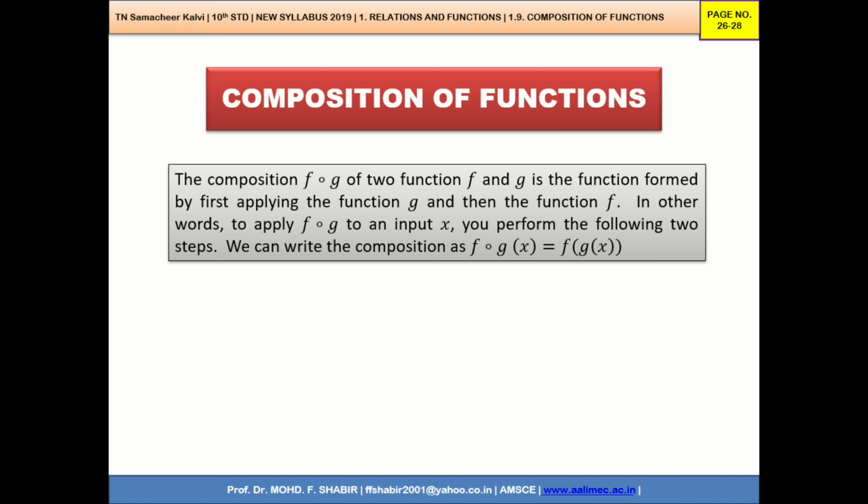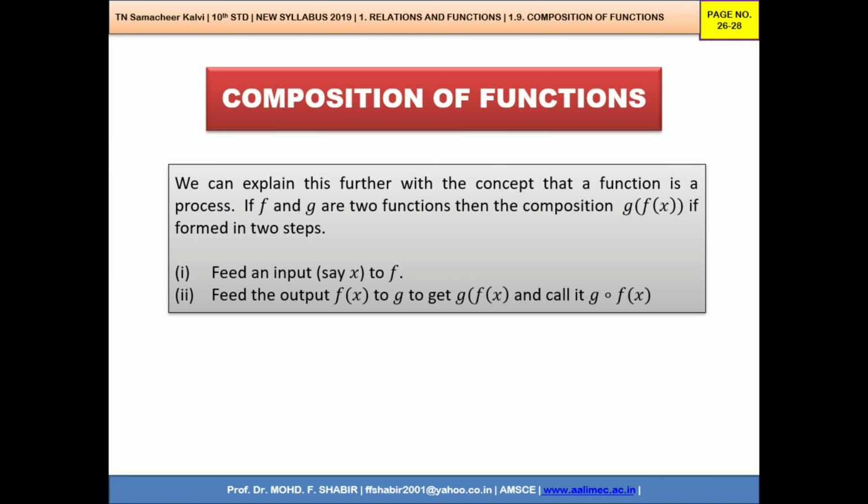In other words, to apply f of g to an input x, you perform two steps. We can write the composition as f of g of x. We can explain this further with the concept that a function is a process. If f and g are two functions, then the composition g of f of x is formed in two steps. Step 1, feed an input x to f. Step 2, feed the output f of x to g to get g of f of x.